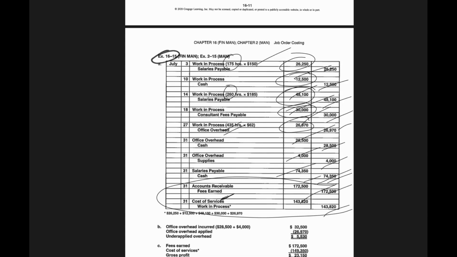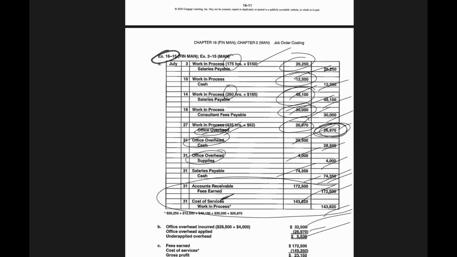How much office overhead is over or under applied? Well, what did we incur? Put into the bucket right here, 28,500 and the 4,000. Okay, so that's our 32.5. But right up above that, right here, we applied, took out of the overhead and put it to the job right here. So it's a credit, 26.9. So we are, in this case, under applied by 5.530.